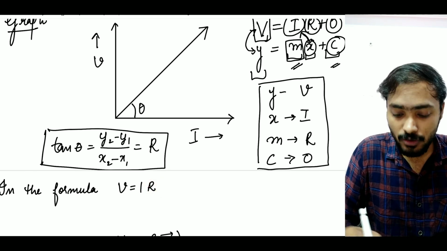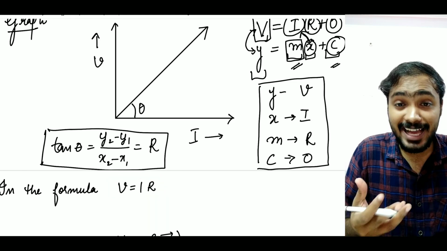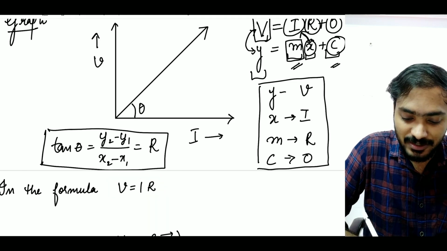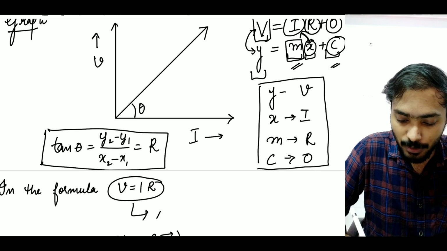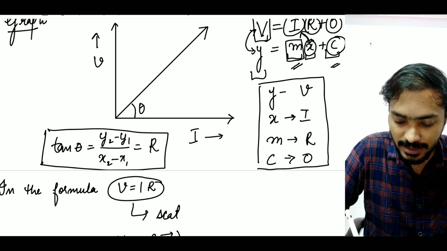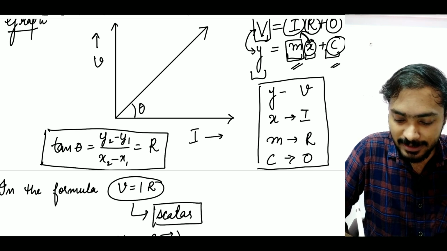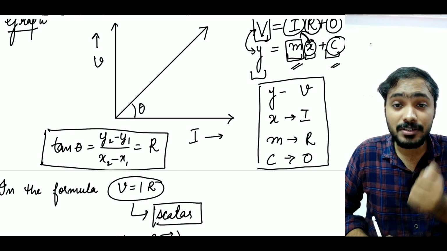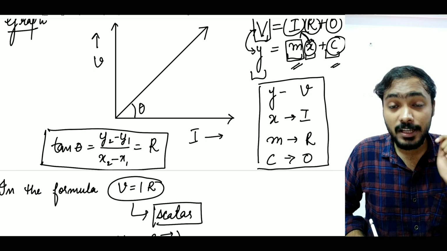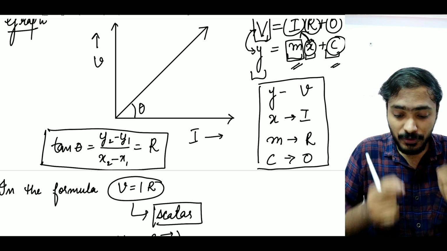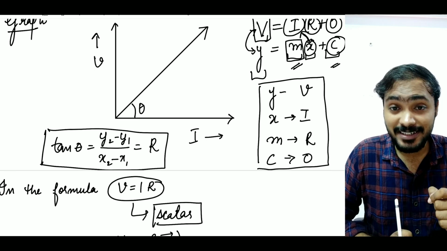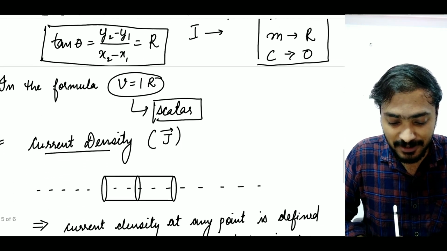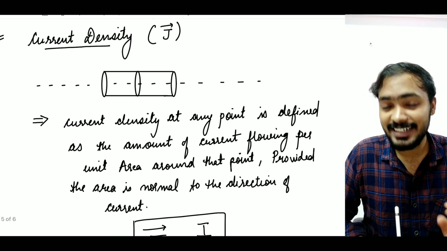It definitely doesn't have a direction. So obviously this entire equation is a scalar equation, right? Now the topic for today is that we want to convert this scalar equation into a vector one. How can we do that? In order to do that, we need to define some new terms. The first new term that we have to define is what we call current density.